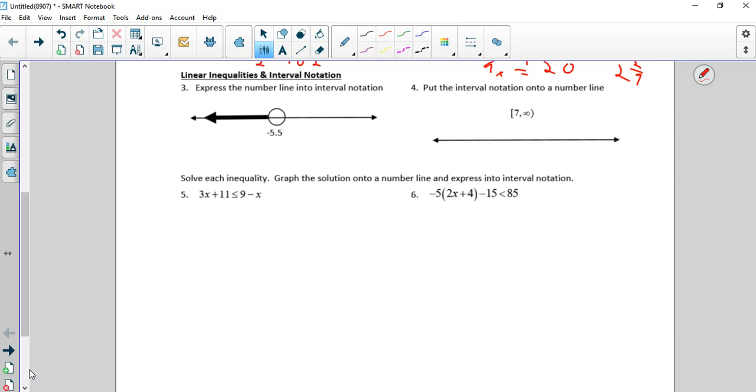Okay, express the number line in interval notation. So it's starting at negative 5.5, sort of. It's a parentheses because remember, open dot means parentheses. And it's going out towards negative infinity. Remember, think about the number line. Positive infinity is out this way, negative infinity is out this way. Over here, we have a bracket. Bracket means solid dot. And which way is it going? It's going towards positive infinity.